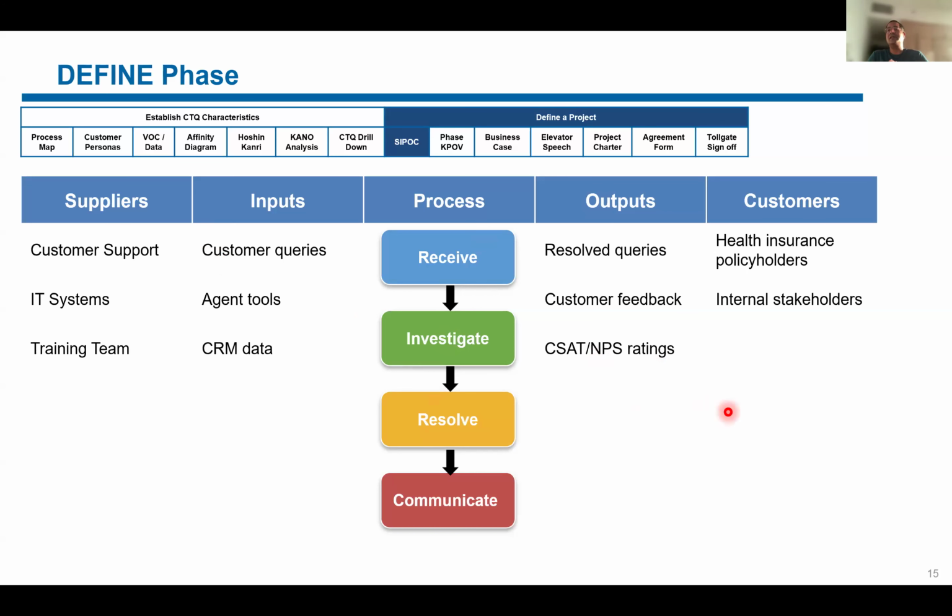Who are our customers? Obviously, the health insurance policy holders. Plus, we have internal stakeholders like the other operations functions, which are a part of this entire journey.